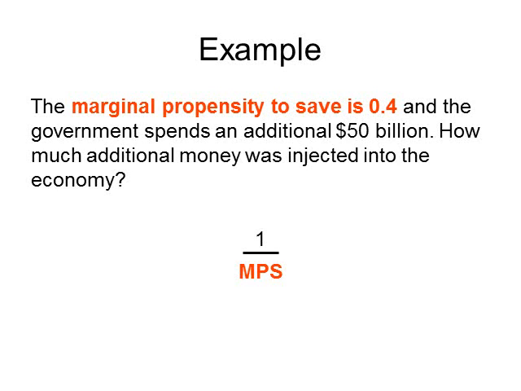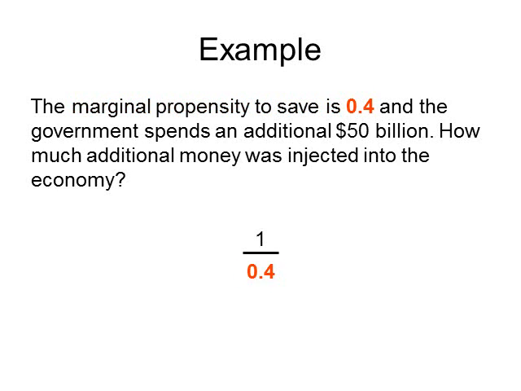Next, we'll locate the marginal propensity to save in the problem, and we will substitute in the value of the marginal propensity to save, in this case 0.4. Next, we will divide 1 by 0.4, and this gives us 2.5. So our multiplier is 2.5.